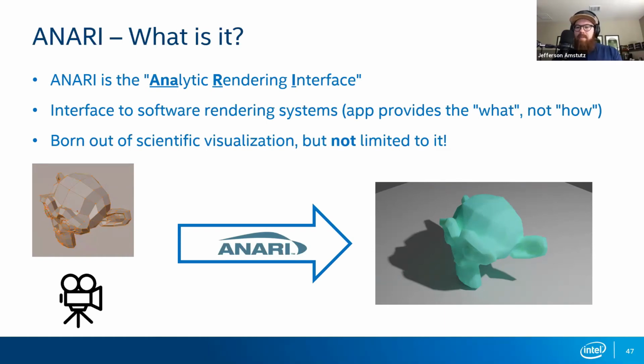So the illustration at the bottom is you have some input scene, you have some camera position, and you plumb that through Anari to let someone's renderer then make you an image that is desirable.